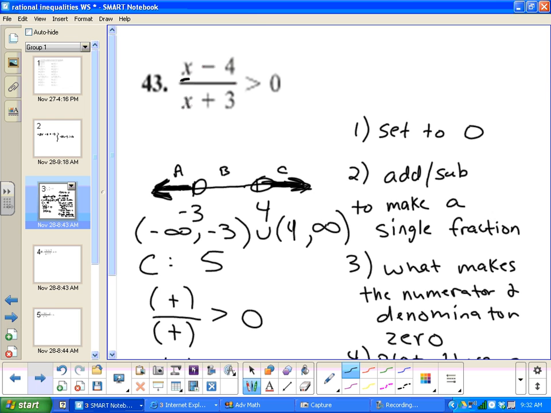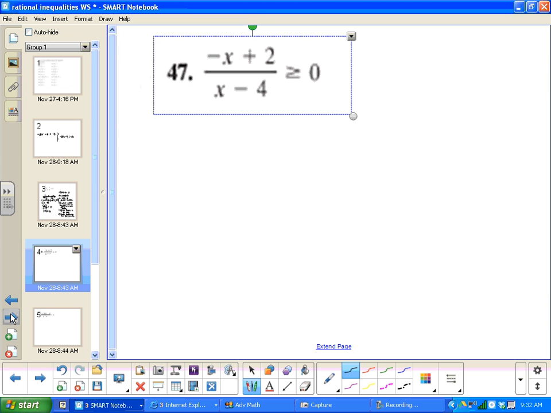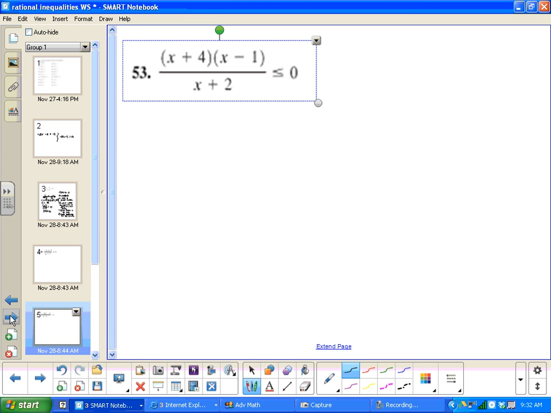Now, let's look. I think we'll skip over this one for time's sake here. I think that will do okay on that one. Yeah, here we go. Let's look at this one.